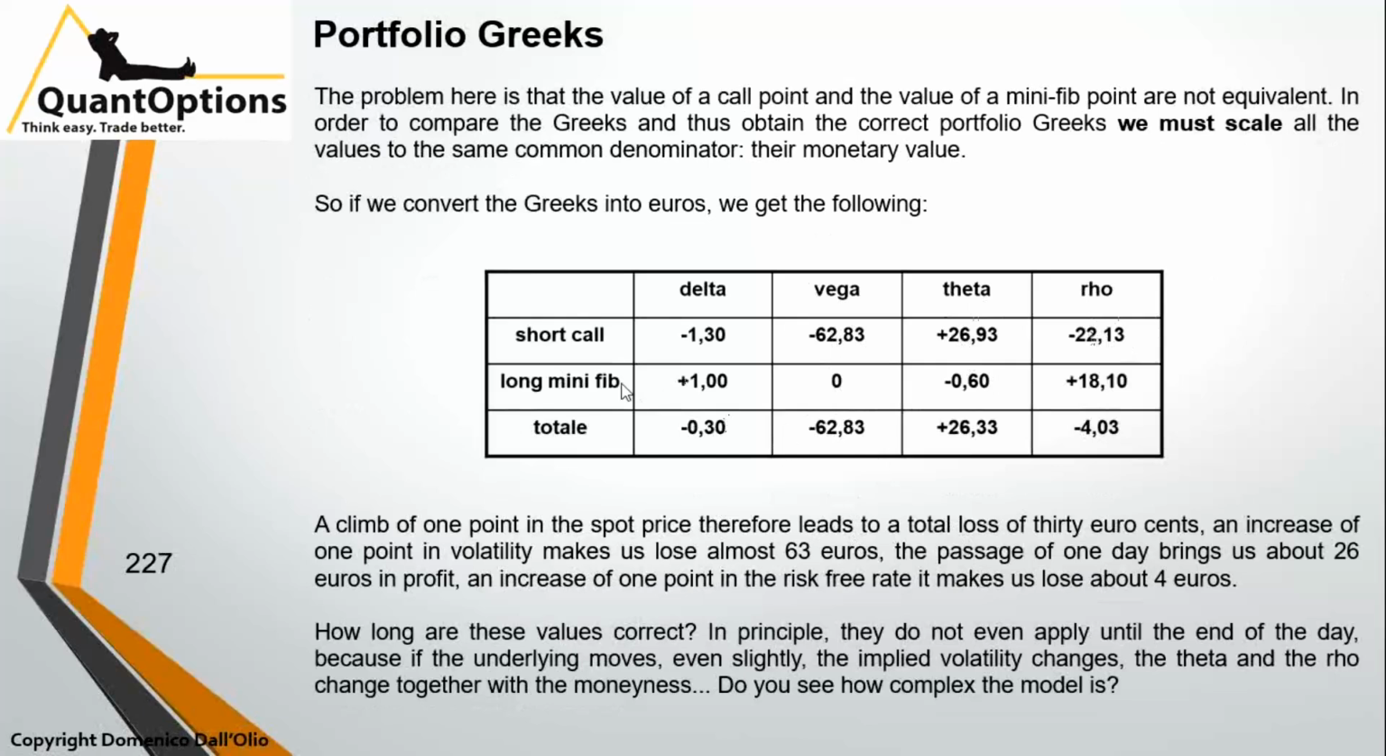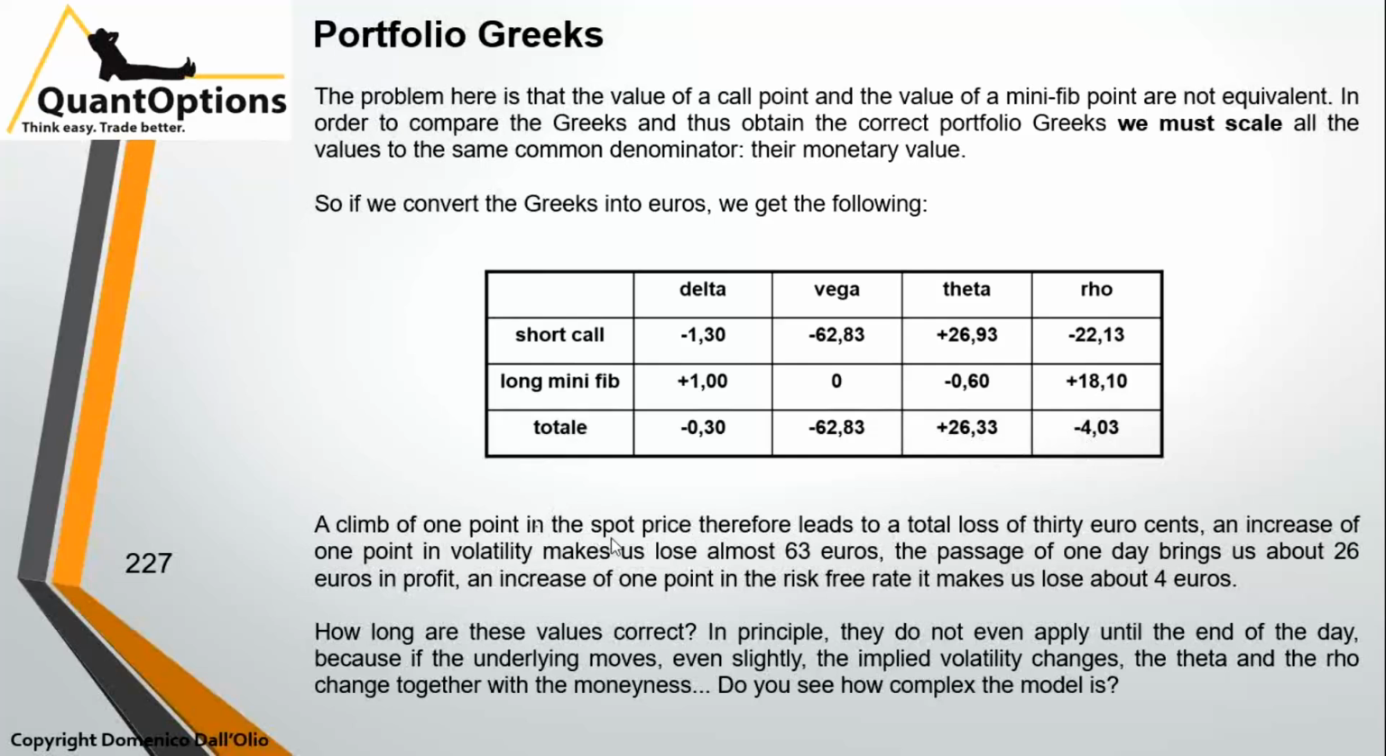The same applies for the long mini-fib. Plus 1 point is plus €1, €1 per point. There is no Vega. Theta is minus 60 euro cents, rho is plus 18 euros. So the total is minus 0.30 in terms of delta, minus 63 more or less in terms of Vega, plus 26 in terms of Theta, minus 4 in terms of rho.